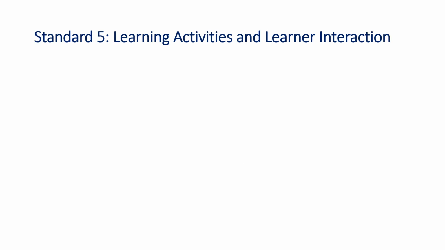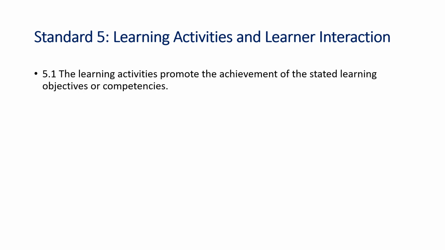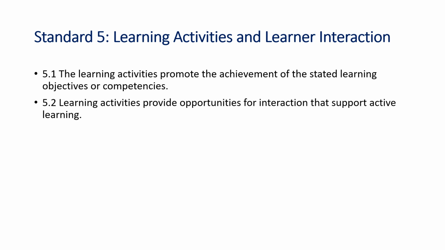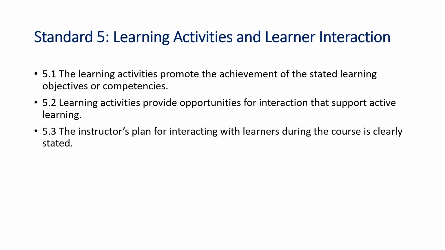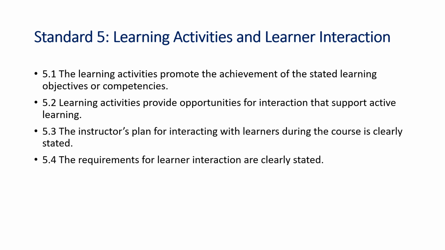Standard 5, learning activities and learner interaction. Standard 5 has 4 basic components. First, learning activities should promote the achievement of the stated learning objectives or competencies. Learning activities should provide opportunities for interaction that support active learning. The instructor's plan for interacting with learners during the course is clearly stated. How many times do you plan to give feedback? That needs to be clearly stated. The requirements for learner interaction are clearly stated.